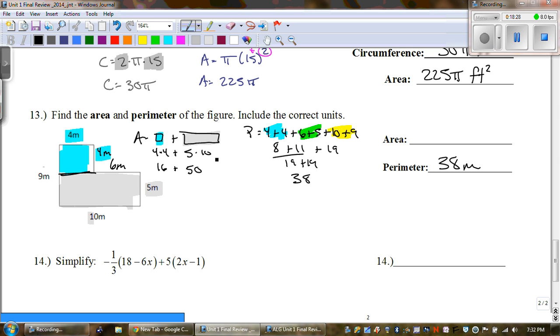And then when we add those 2 numbers up, we get 66. Okay? So let's just redo that. 4 times 4 is 16. And 5 times 10 is 50. So when we add those 2 up, we get 66. So our area is 66 meters, and that's meters squared.